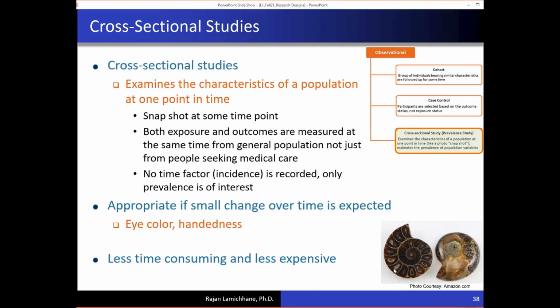Another type of observational study is cross-sectional studies. Cross-sectional studies are a kind of snapshot at a time point. So it examines the characteristics of a population at one time point. And in cross-sectional studies, both exposure and outcomes are measured at the same time. So we don't look at any other factors. It just gives you a certain value at one time point. For example, the percentage of the diabetic population in 2014 is 10%. It just gives you the overview of that population at a certain time point. That's all. And it is less time consuming and less expensive.